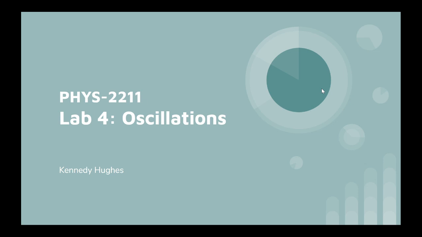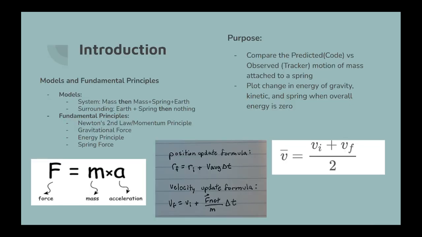This is Lab 4 Oscillations. The purpose of this lab is to compare the predicted versus observed motion of a mass attached to a spring. We plot the change in energy of gravity, kinetic, and spring when overall energy is 0.